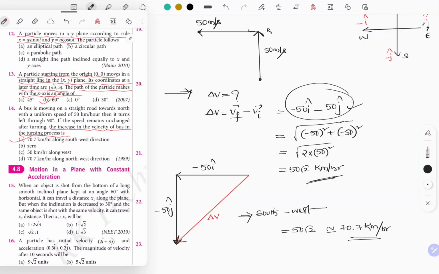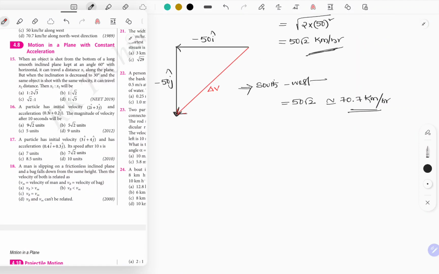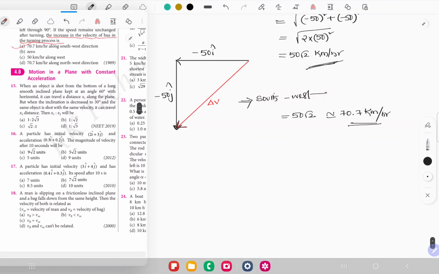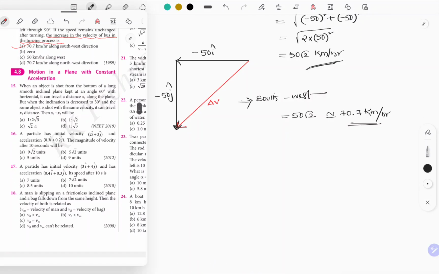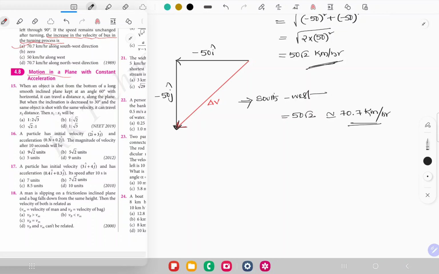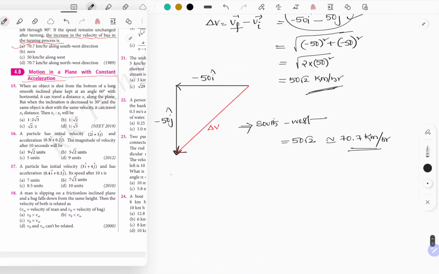Next, let's move on to the next question. Now look at question number 15. Question number 15 is based on motion in a plane with constant acceleration. If it is constant acceleration, in the previous chapter I did explain, we can apply equations of motion. Let me give you a note before solving this.